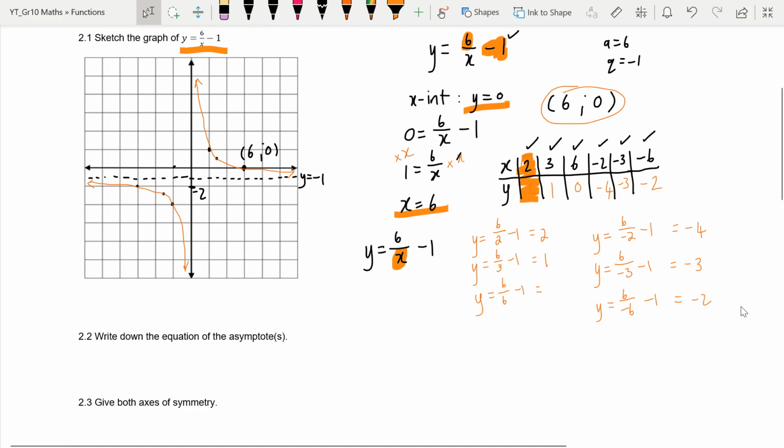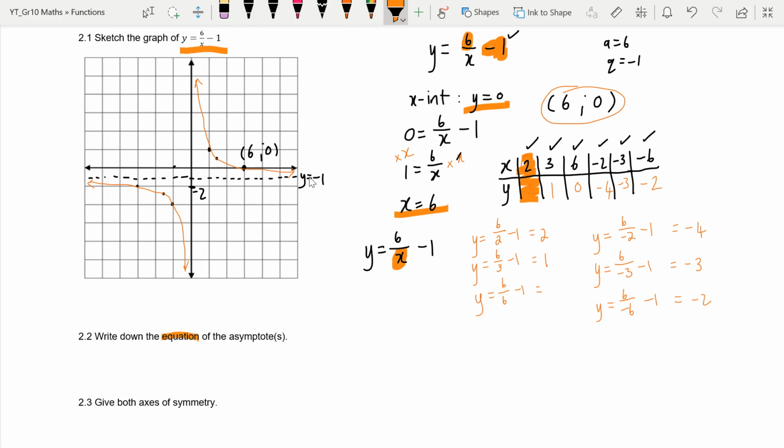Now with question 2, they ask us a bunch of questions about this graph. Let's see. Write down the equation of the asymptote or asymptotes. There's 2 for a hyperbola. And please note, students normally go right, oh, well, the asymptote is by negative 1. They're not going to give you your mark there. You need to write down the equation of it.